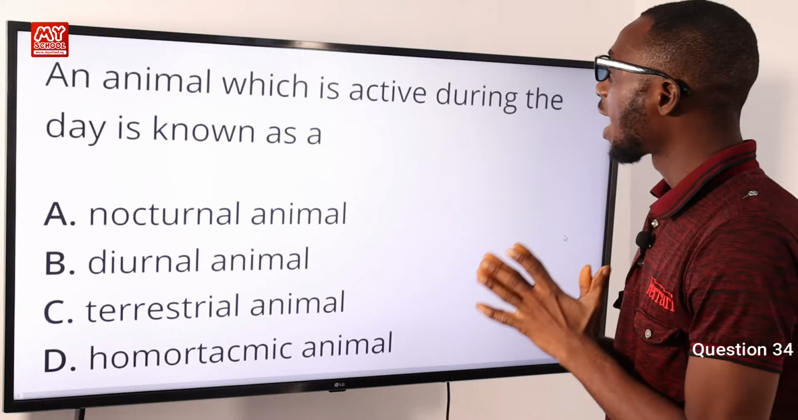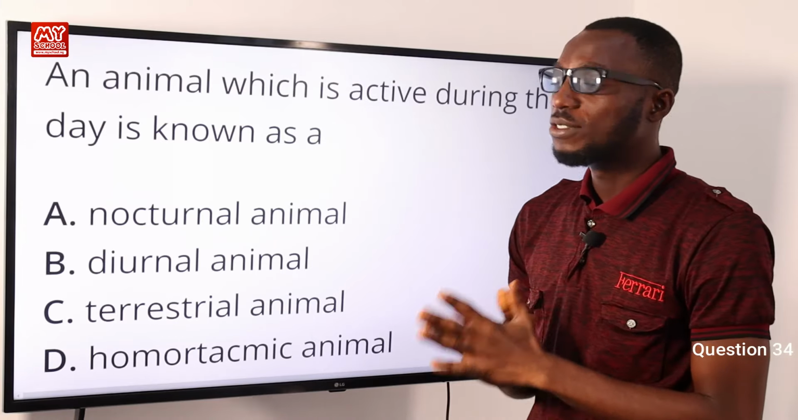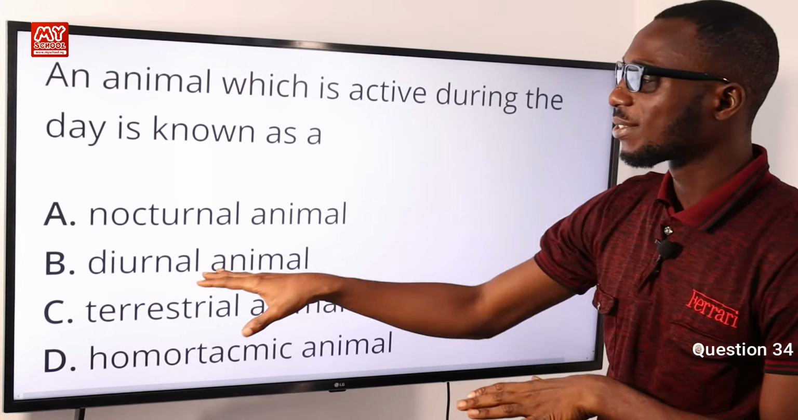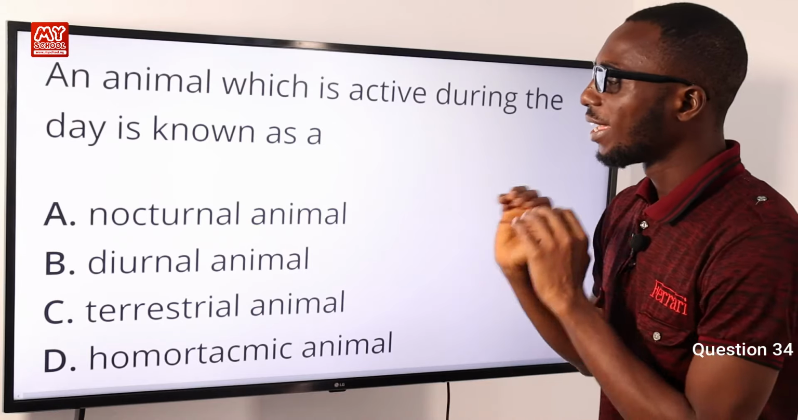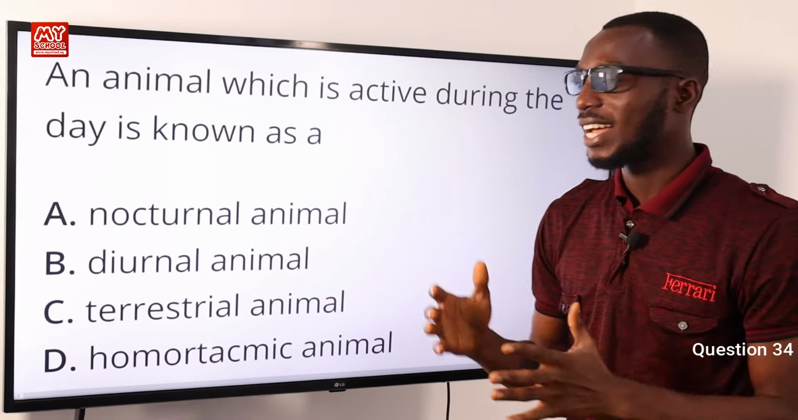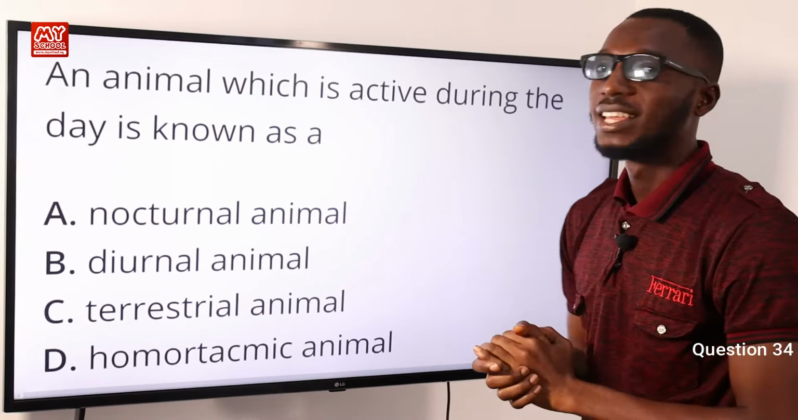An animal which is active during the day is known as diurnal. That is option B. Nocturnal is for insects or animals that are active at night. So option B is very correct.